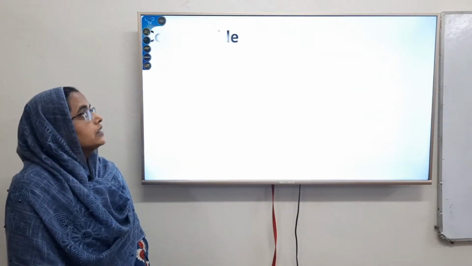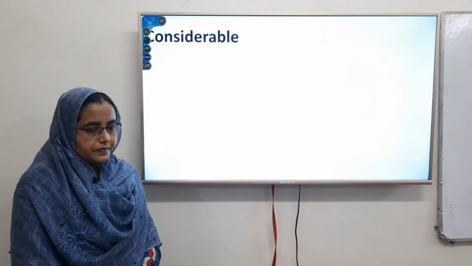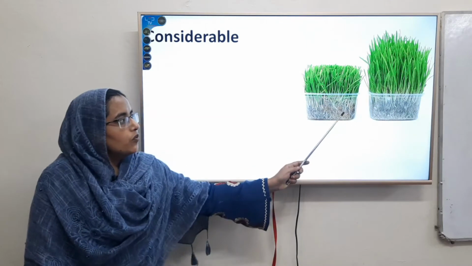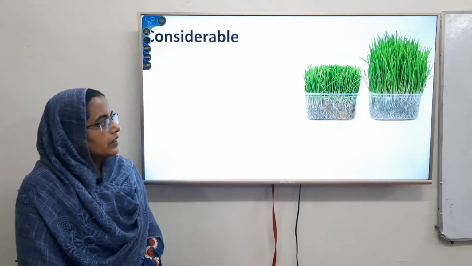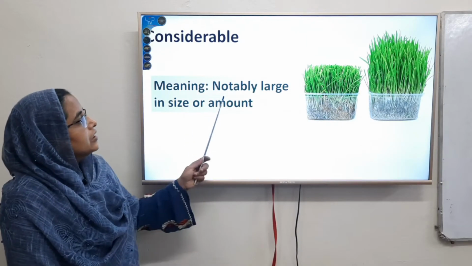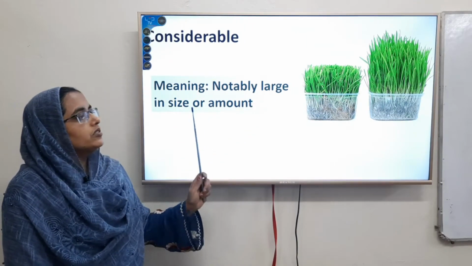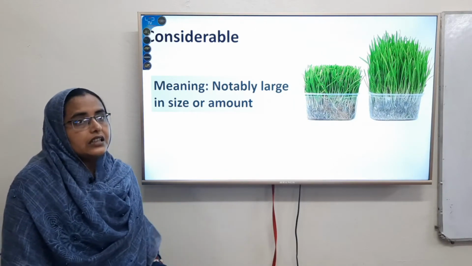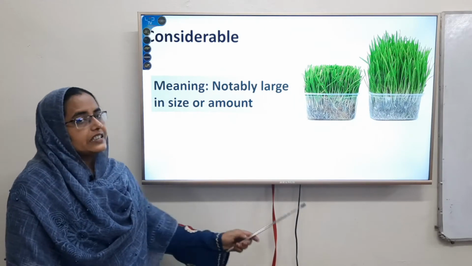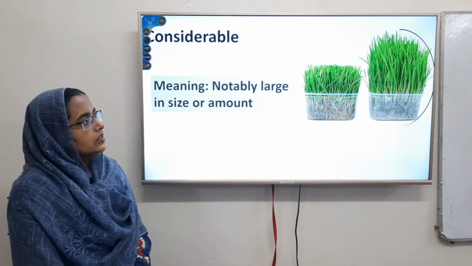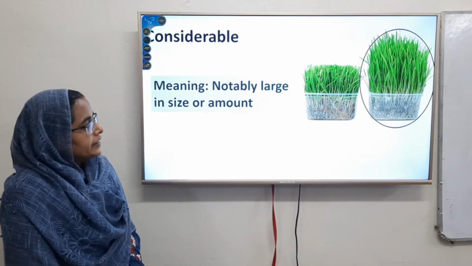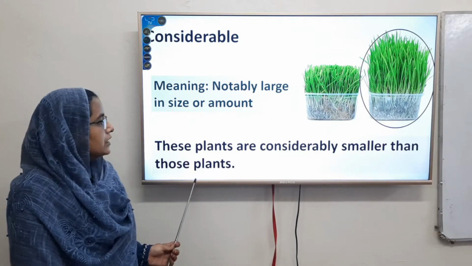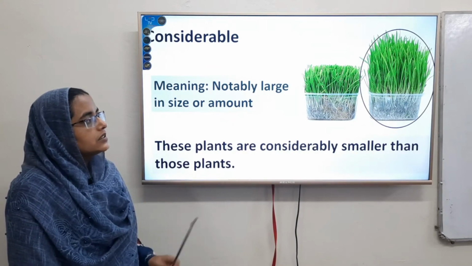Next word, let us see considerable. The word is considerable. In the picture we can see two pots, one is small and another one is large. So, we can say that considerable means notably large in size or amount. That means what is considerable? Something that is large and is noticed to be large, that is considerable. Here is a sentence: these plants are considerably smaller than those plants.